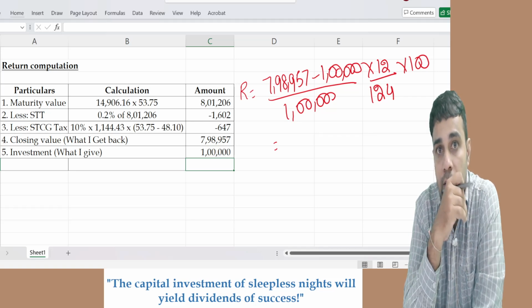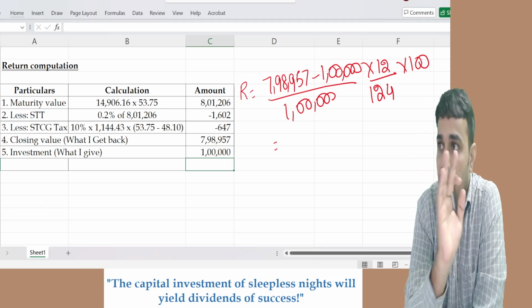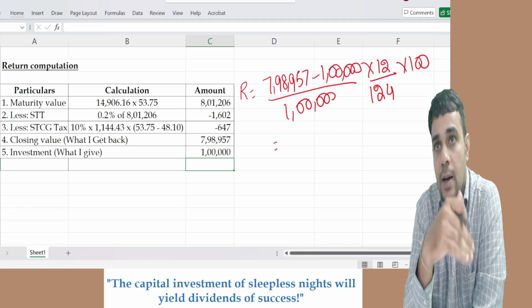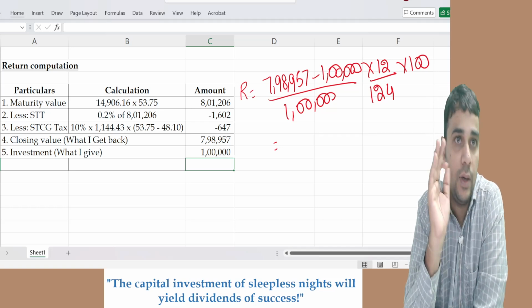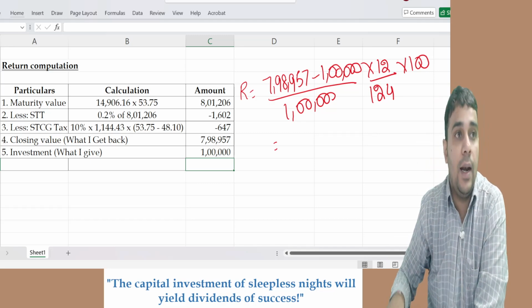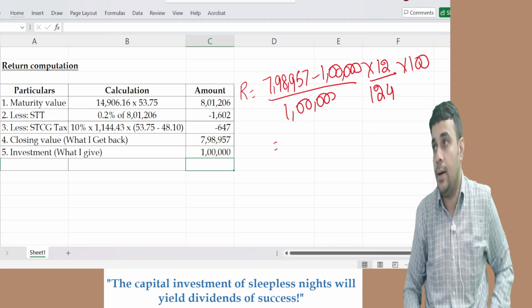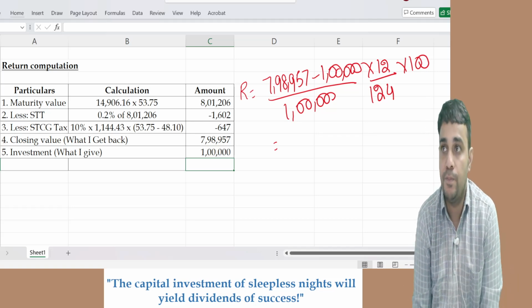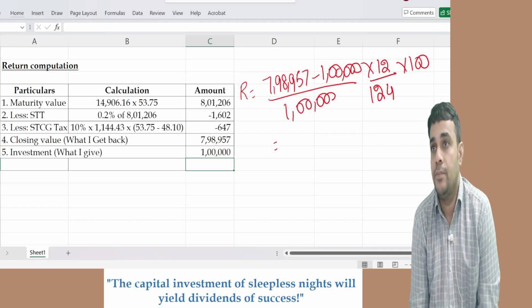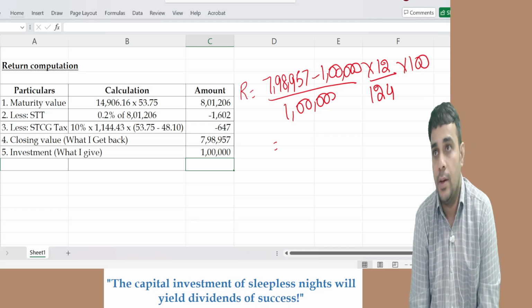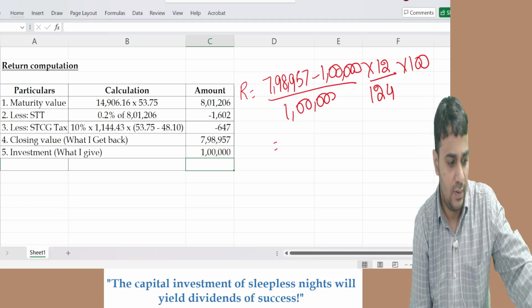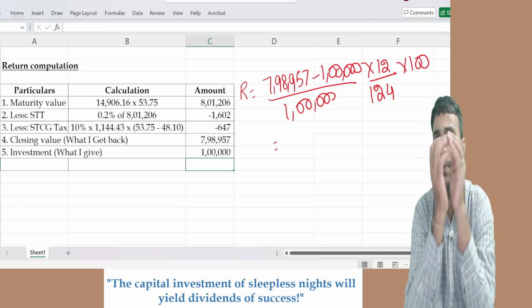Clear? This is the return calculation. Formula remains same. Everything remains same. Just that units calculation is a complex computation which I had to go through to get to the number. 798 minus 1 lakh divided by 1 lakh, into 12 by M, into 100. 12 by 124. Any doubts on this? Clear? Can you proceed? What's the final answer? Okay, 67% is something. Clear?